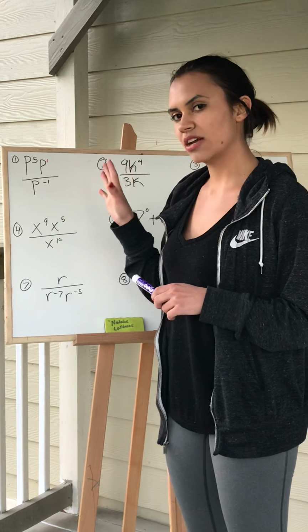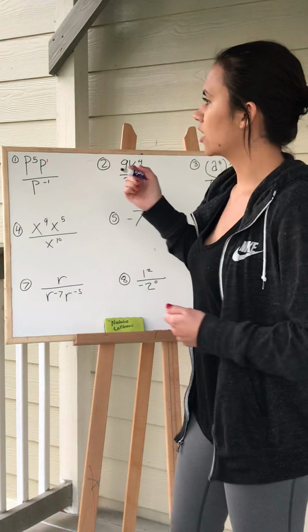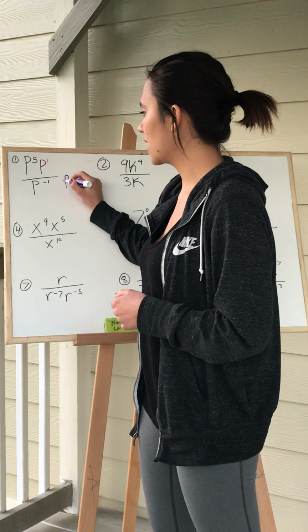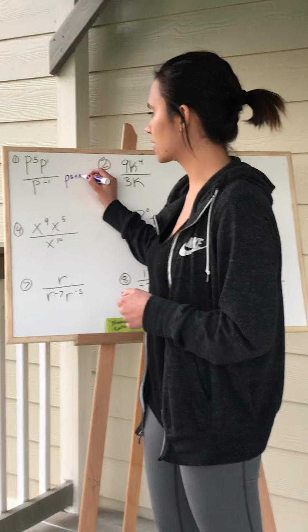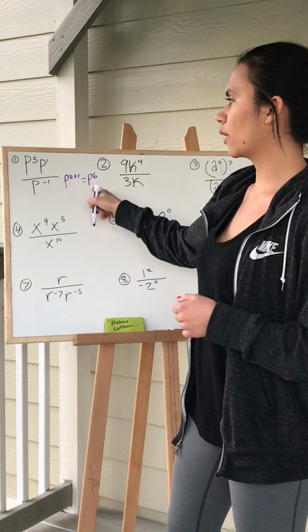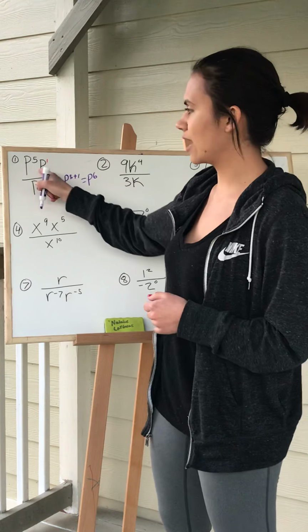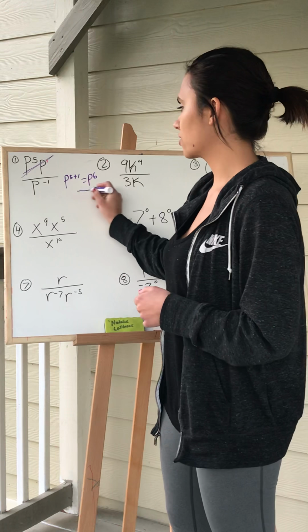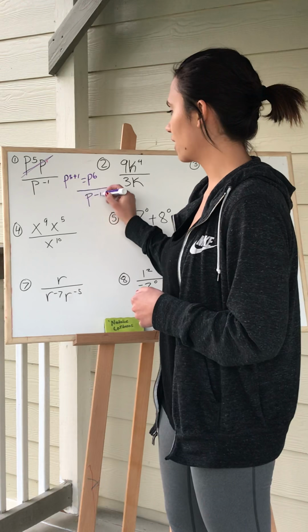Now this is looking like p to the 5th, p to the 1st over p to the negative 1st. The first thing we need to do is use our product rule and add p to the 5th plus 1. So we would get p to the 6th. Now we're working with p to the 6th in our numerator. That's how we simplified the top. Now it's over p to the negative 1st.